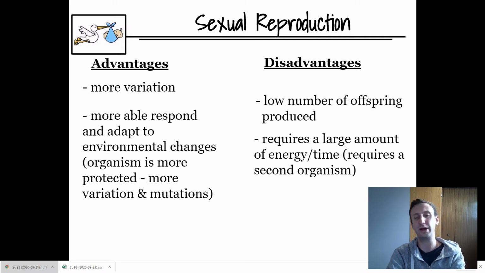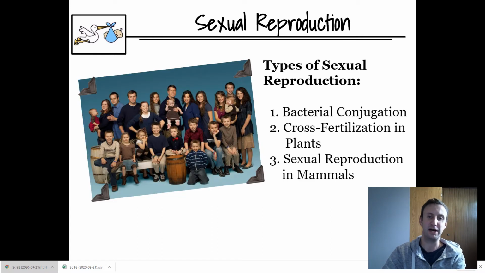Disadvantages is that a low number of offspring is produced with sexual reproduction in contrast to asexual, and it requires a large amount of energy and time. Okay, we got to make those gametes. It takes time to actually get the offspring and so on. So it just involves more resources in order to get that offspring.